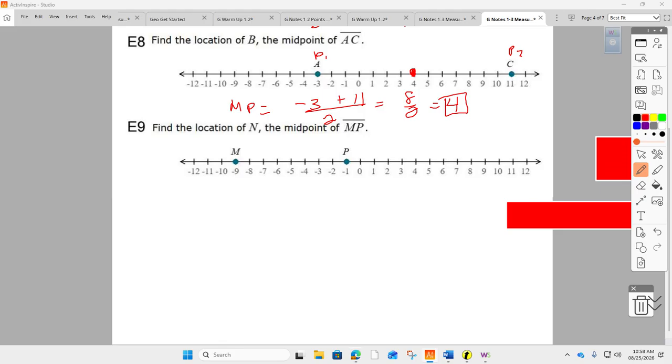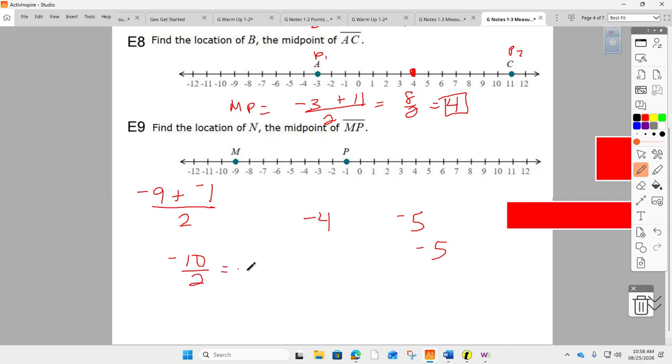What'd you get, Raiden? -4. What'd you get, Billy? -5. What'd you get, Raylan? -5. So we got 2 -5. So let's do it together. So M is -9 plus P, which is -1, all over 2. Add our negatives, right? So 9 plus minus button on the calculator plus 1 plus or minus on the calculator is -10 divided by 2.